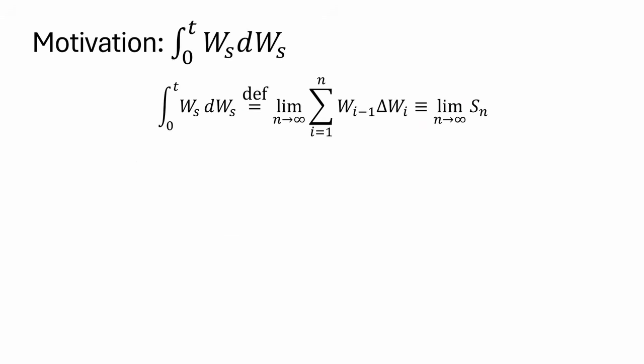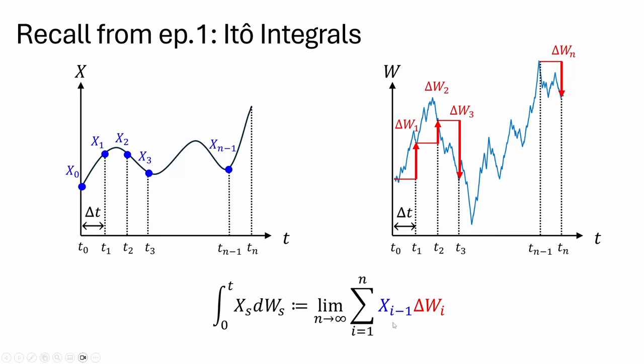As our motivation, let's evaluate this innocent-looking integral using the definition: the integral of W_s dW_s from 0 to t. Let's first try to simplify the Riemann sum, the sum of W_{i-1} times delta W_i. Recall that the notation X_{i-1} is shorthand for X at t_{i-1}.